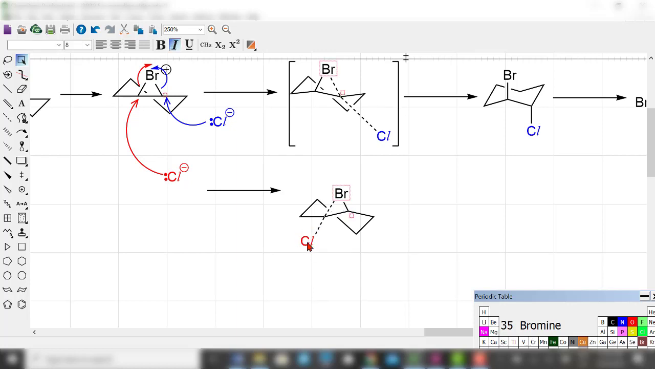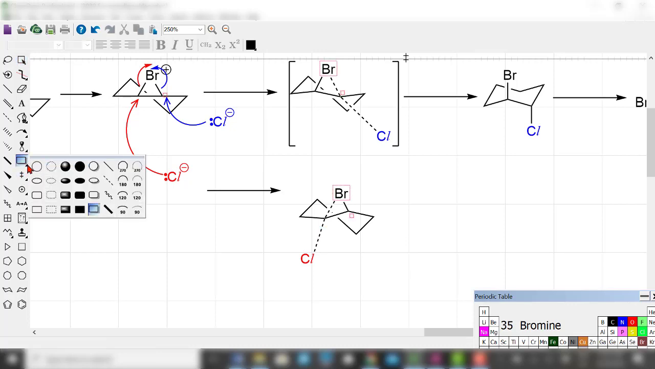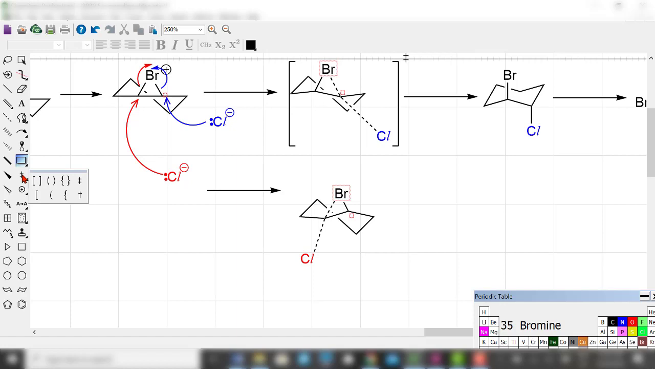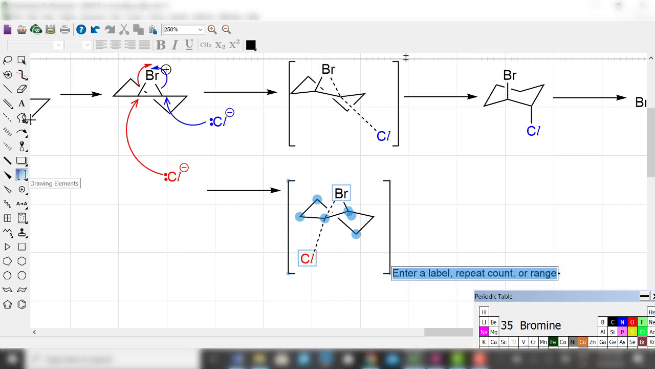So I'm just going to push it down a little bit here, and then I'm just going to push this down a little bit as well. It's a little bit too exaggerated, but something like this. Now my question to you is, what do you think of this particular transition state? What do you think about it?